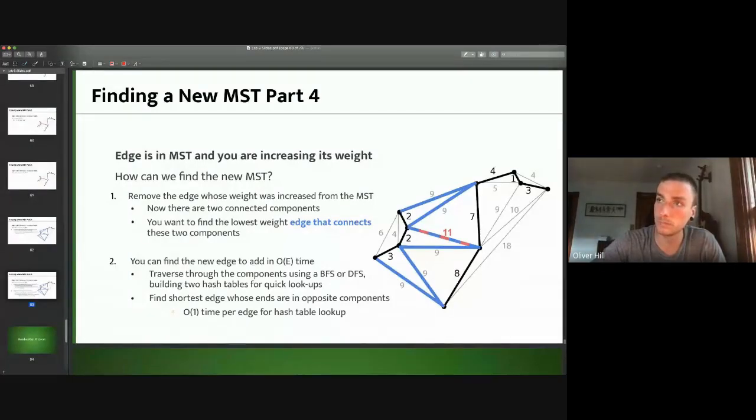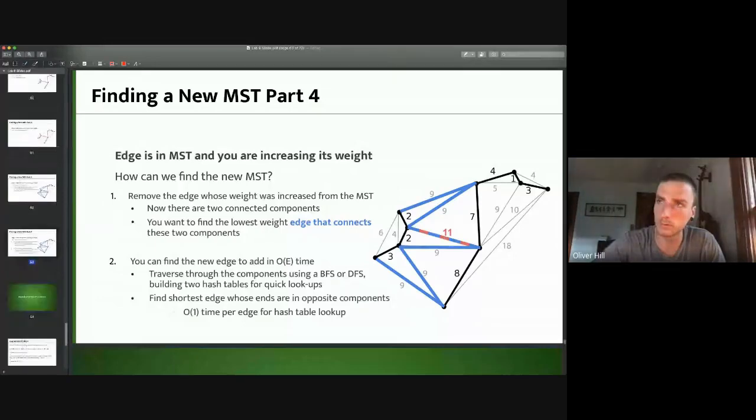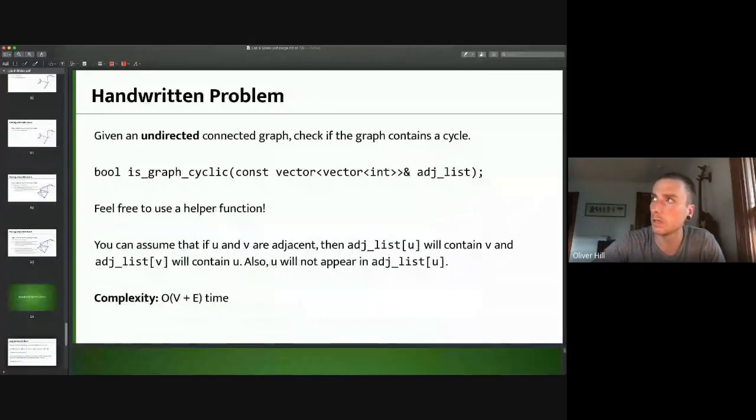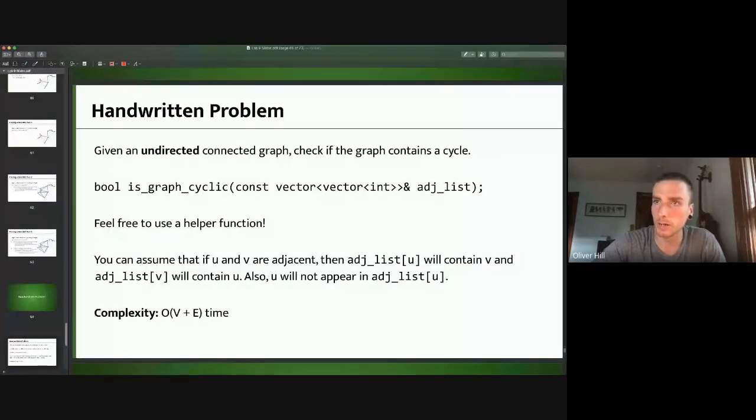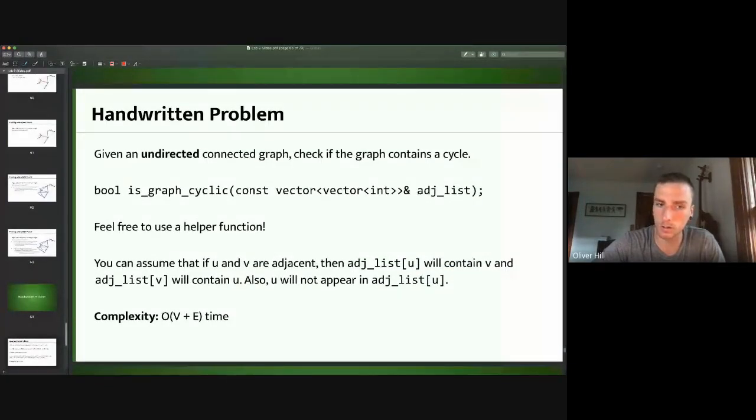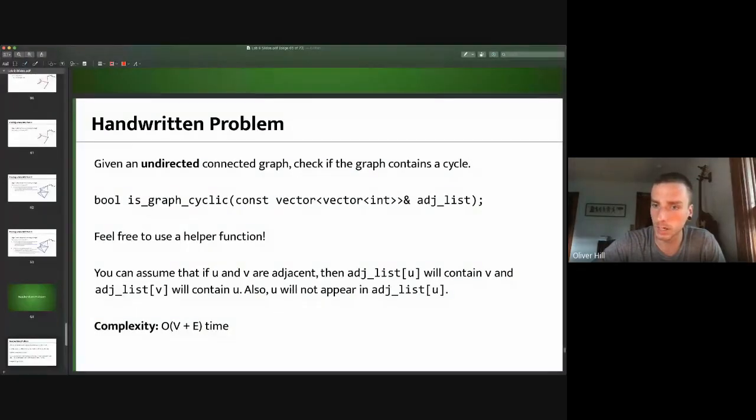Okay. Are we good? Did that make sense to everybody? Yep. Okay. Then the last thing you have to do is the handwritten problem. Does anyone have any questions before I'm done? I'm happy to help or talk about whatever. Can I go over the last case again? Yes.